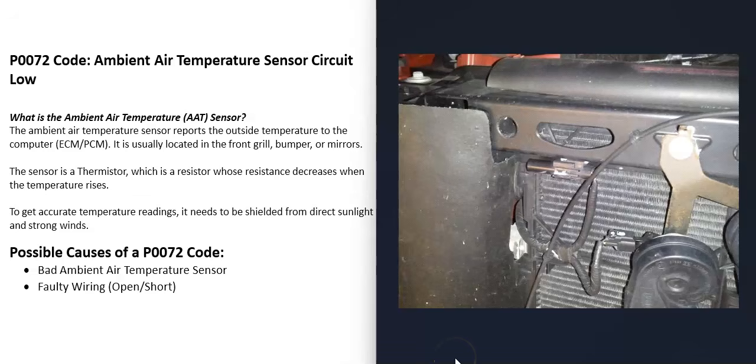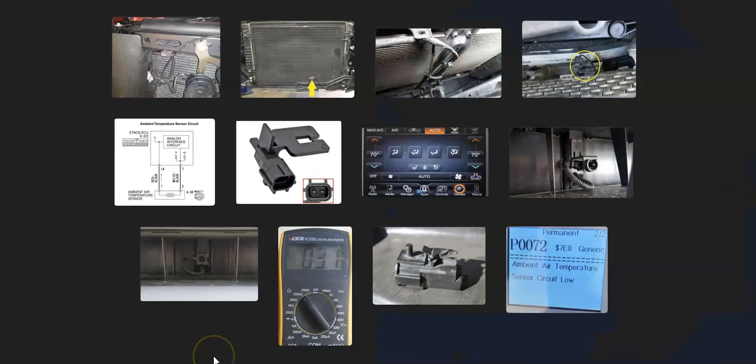But the main thing that's going to cause a P0072 code is going to be either that ambient air temperature sensor has gone bad and needs to be replaced, or the wiring going to it. And so that's basically it. I just wanted to give a basic overview of how you go about fixing a vehicle with the P0072 code.